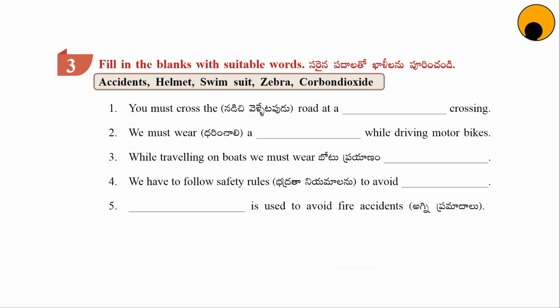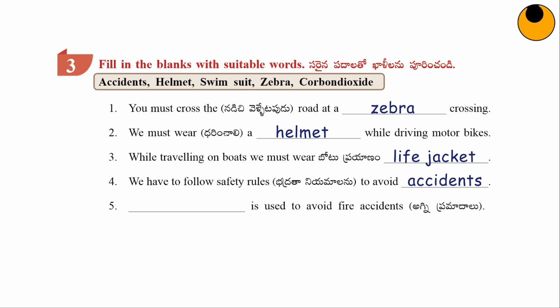Fill in the blanks with suitable words. సరైన పదాలతో ఈ ఖాళీలను పూరించండి. You must cross the road at a zebra crossing. We must wear a helmet while driving motorbikes. While traveling on boats, we must wear life jacket. We have to follow safety rules to avoid accidents. Carbon dioxide is used to avoid fire accidents.